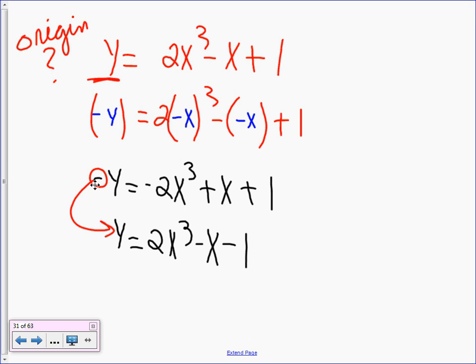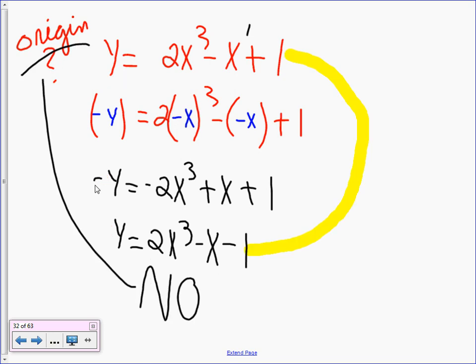It's daggone close, isn't it? But it's not the same. Since those two things aren't the same thing, this graph is not symmetric with respect to the origin. And the thing that made it a problem was this plus 1 at the end. The rest of it's the same, isn't it? So if there hadn't been that plus 1, this graph would have been symmetric with respect to the origin. The plus 1 did something to the graph.